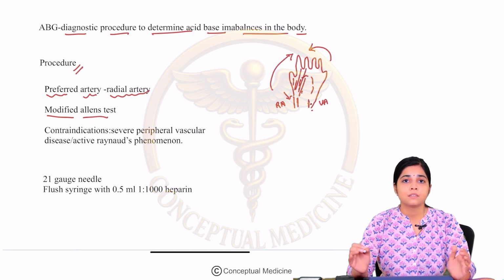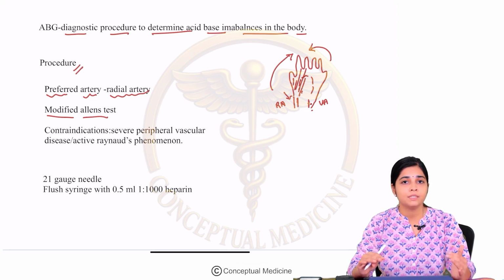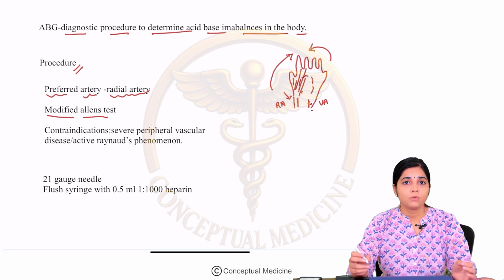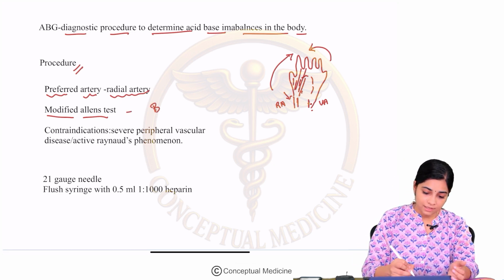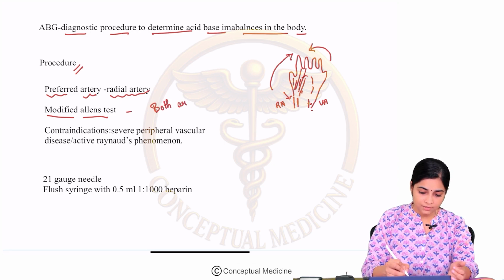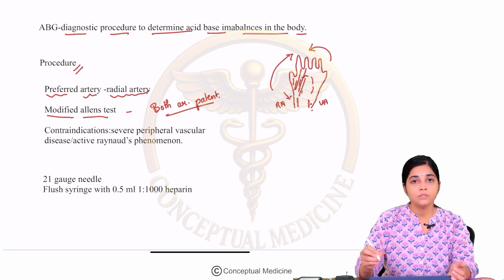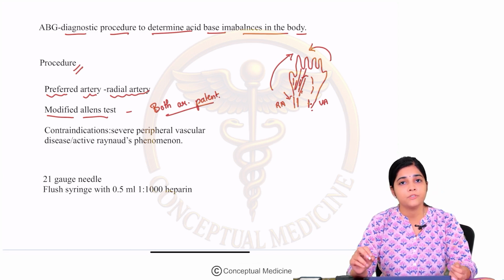If this is good, that means that when you occlude one of the arteries, the flow is maintained by the other, the color of the hand does not change and is well maintained. This means that both the arteries are patent. The modified Allen's test is done to ensure that both arteries are patent and you do not cause any untoward damage, because when you take an ABG, if the radial artery is the only artery which is patent and that also goes into spasm, then you have a risk of ischemia.